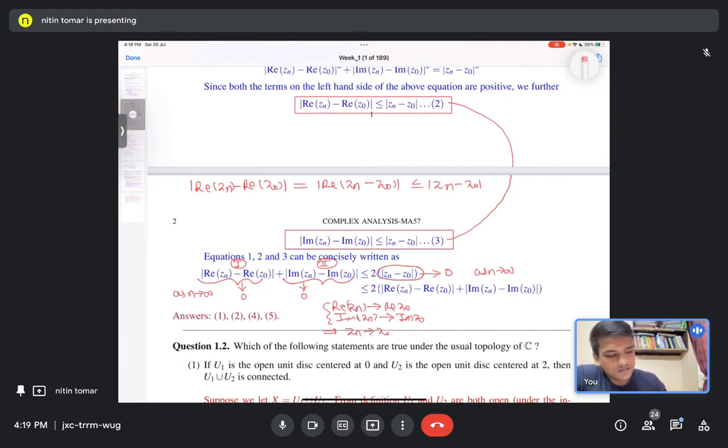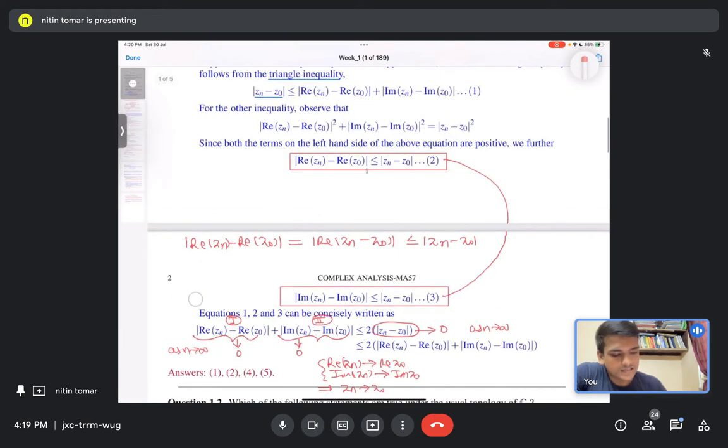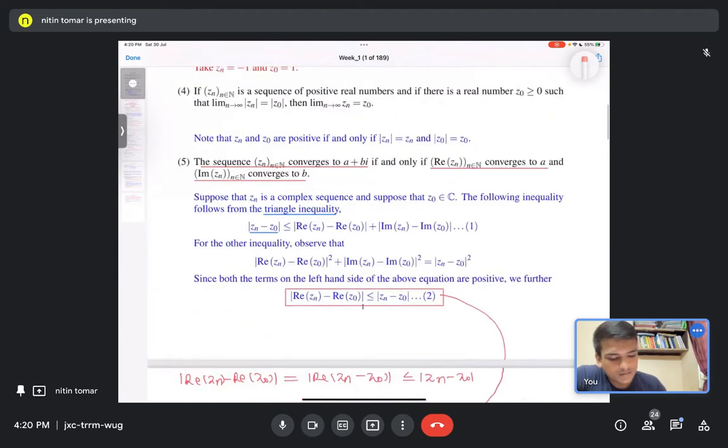So using all this machinery, what we have proved is precisely statement number 5: the sequence Zn converges to a plus iota b, some number, if and only if its real and imaginary parts converge.